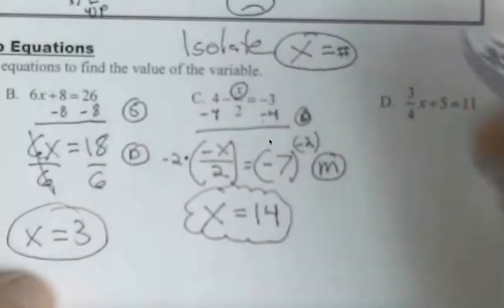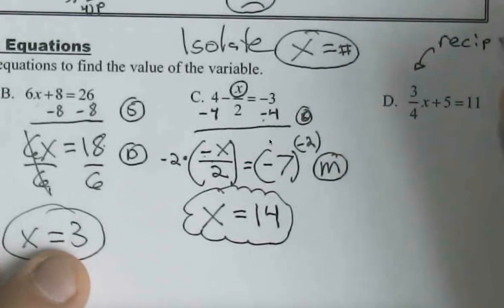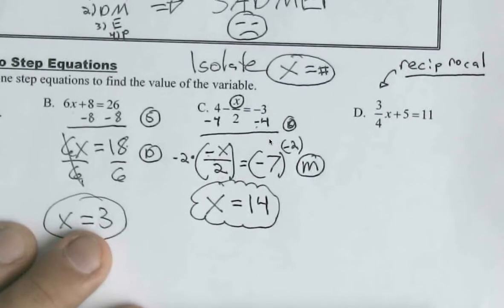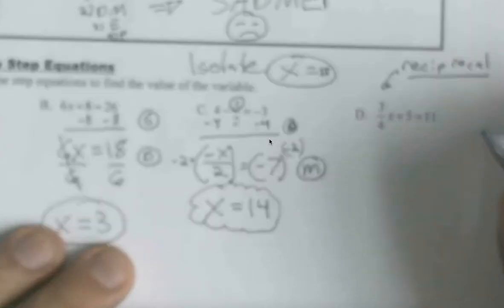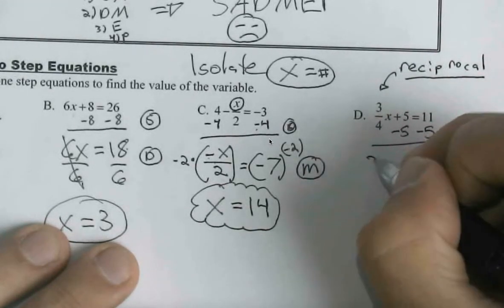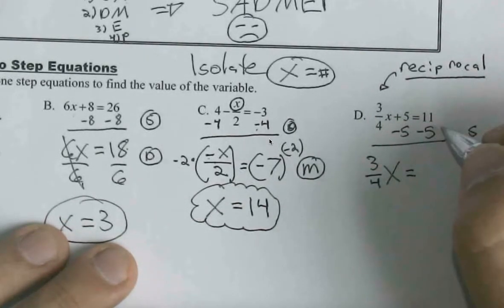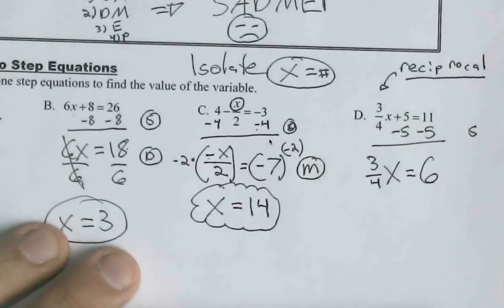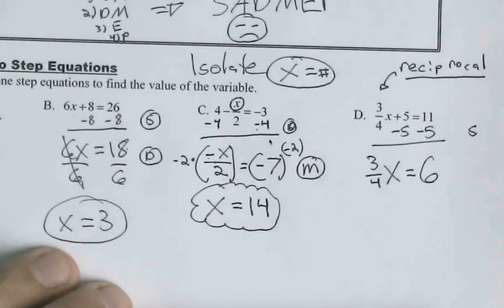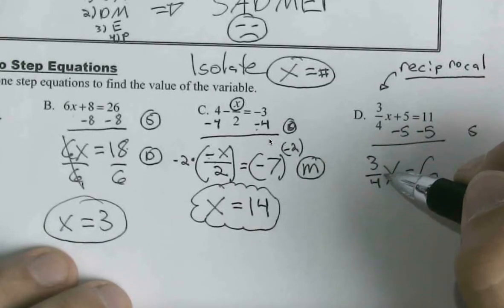As we see for D, we have a fraction, so we're definitely going to need our reciprocal here. This is going to make our life easy if we multiply with reciprocals. So using subtraction, let's get rid of the 5. This leaves us with 3/4 x, and this is now equal to 11 minus 5, which is 6. How can we go from here? Since we have a fraction for our coefficient, how can we get rid of that?